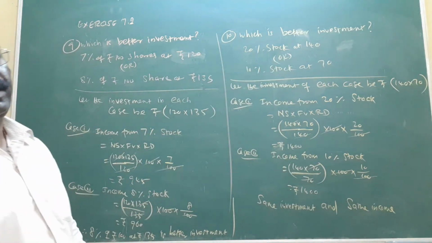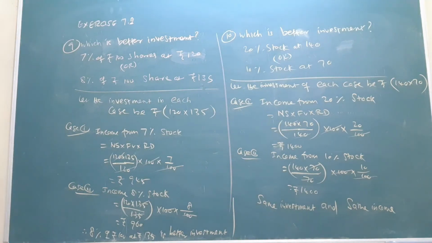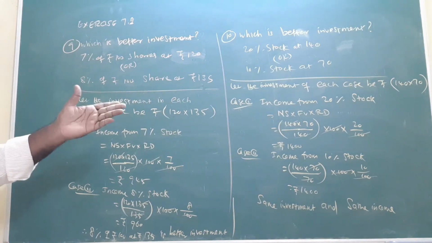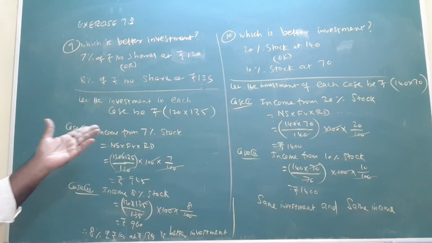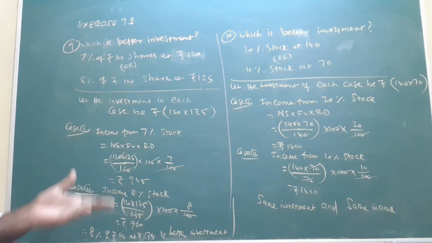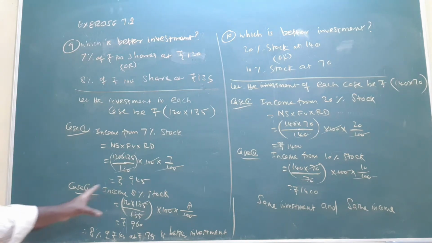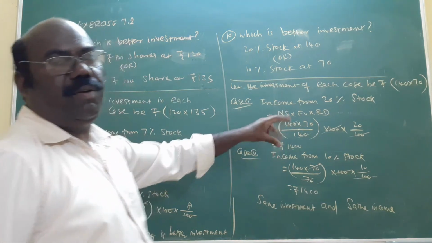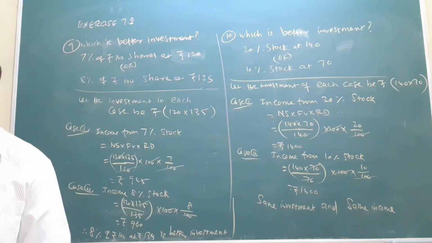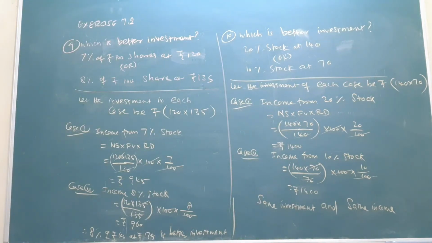Anyway, in both the cases, incomes are the same. That is the answer. Suppose one income were more, then that would be the right answer, say 30% would be the better investment. But here both are the same. This is only by using the formula. Mind it, formula only, for 2 mark or 3 mark questions. This chapter is over. This exercise is over.